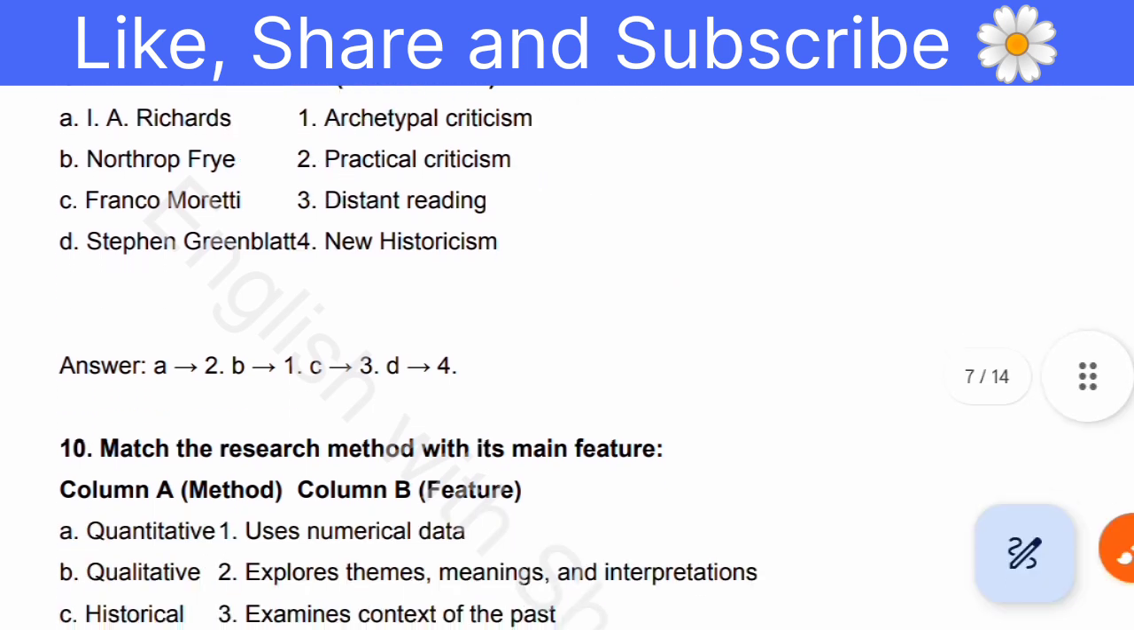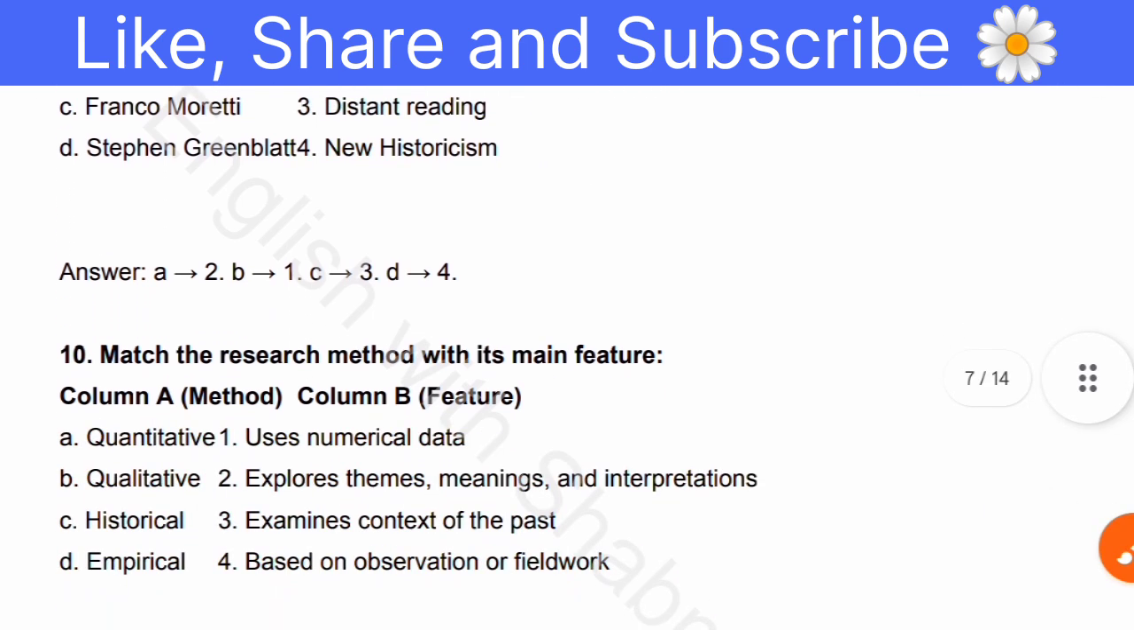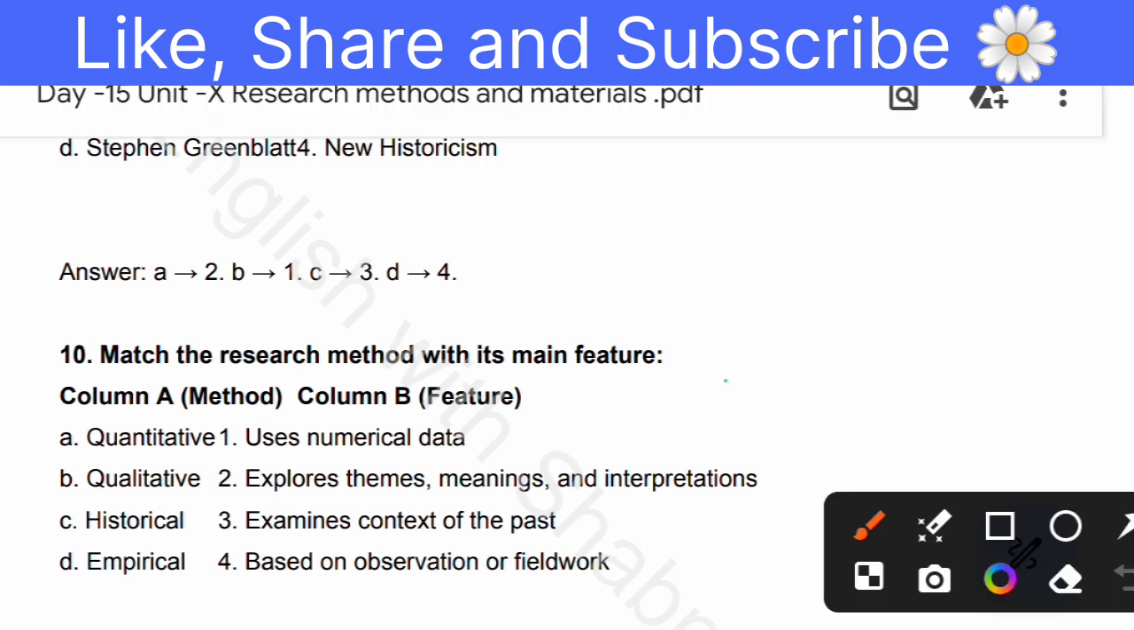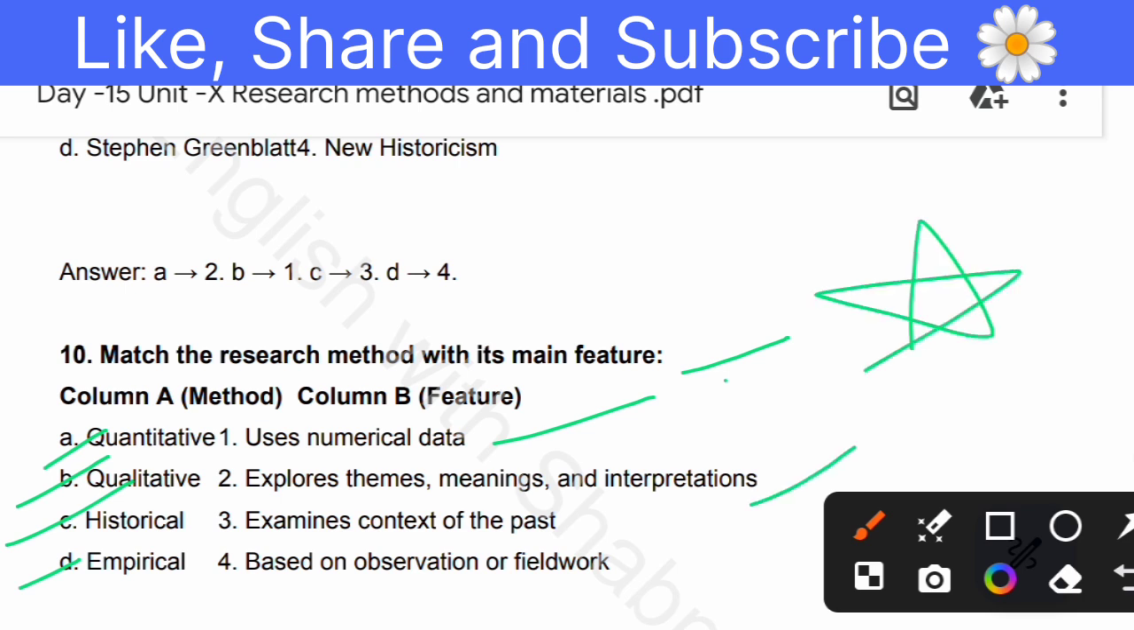Next question everybody. Match the research method with its main feature. Column A, you have quantitative, B qualitative, C historical, and D empirical. The features are: uses numerical data, explores themes, meanings, and interpretations, very important, examines context of the past, and based on observation or field work. What could be the correct answer?